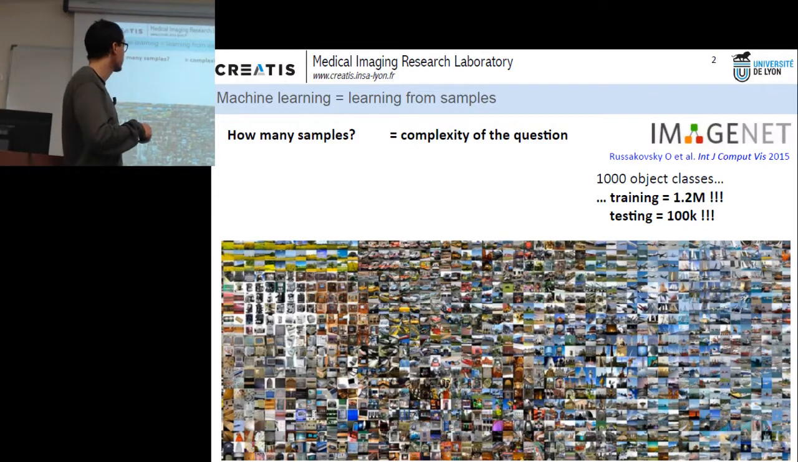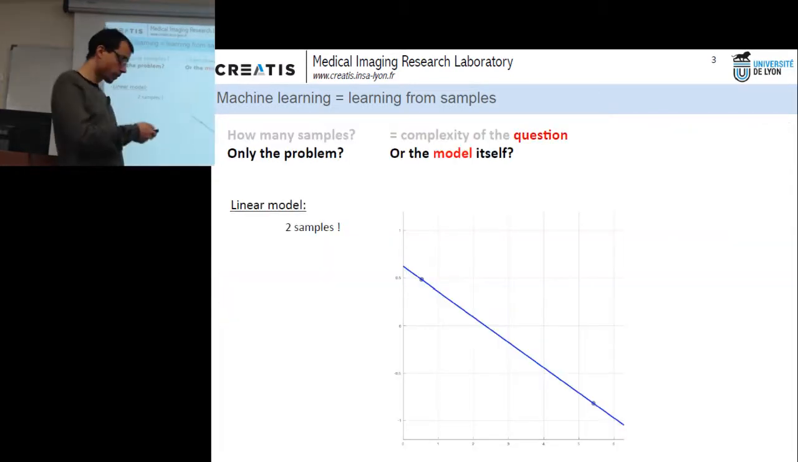But maybe yes, and behind this, there are probably also data augmentation schemes just to make the algorithms work better, because the problem is already really complex. So you may have a lot of data, you still may be limited by the complexity of the question. Second thing, it's not only the complexity of the question, it's maybe the model itself. Because if I want to do a linear approximation, I just need two samples. That's not so difficult.